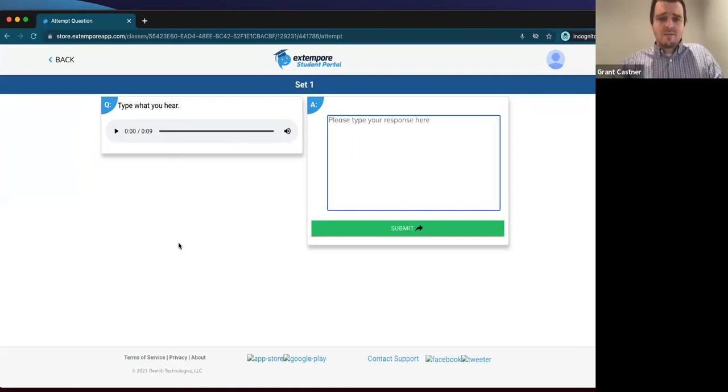If you want, you could add timers here. I don't really see the need, again, particularly with routine practice. They're not really needed. So let's do it. Let's play the dictation.